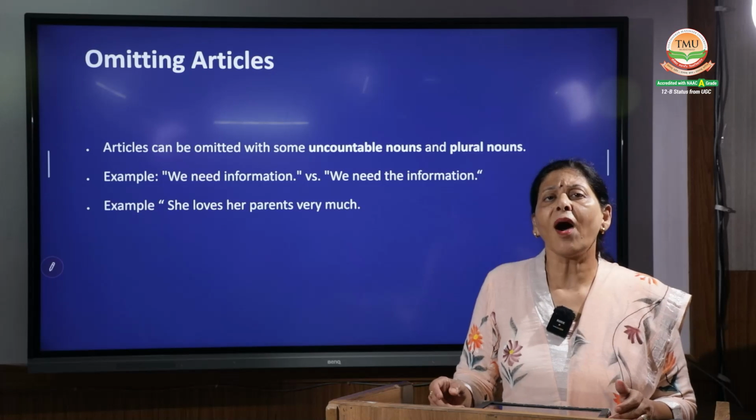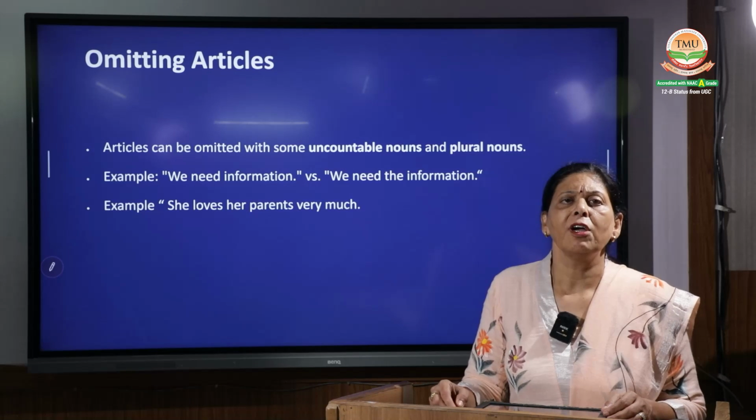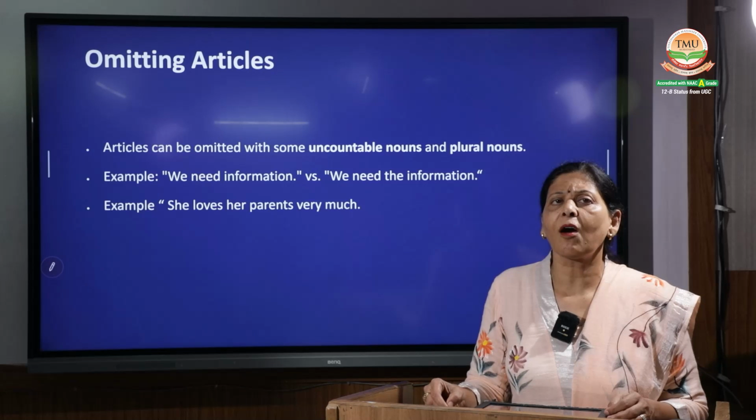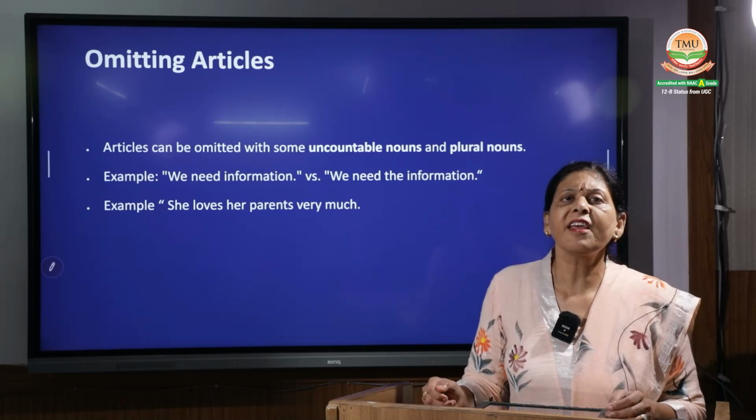But there are some uncountable nouns also, like sugar. Sugar cannot be counted. You cannot just sit and count the grains of the sugar. Sugar is measured. It cannot be counted.